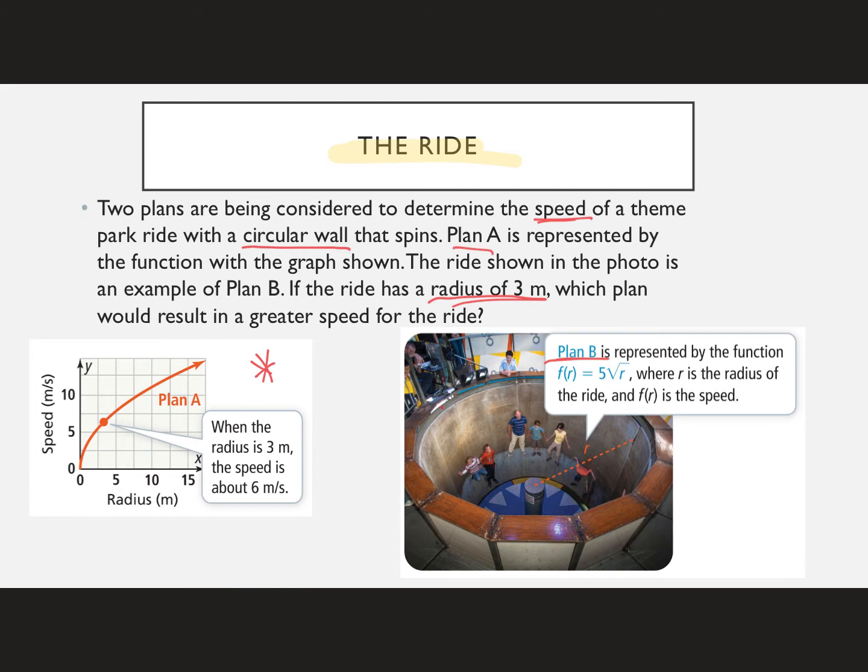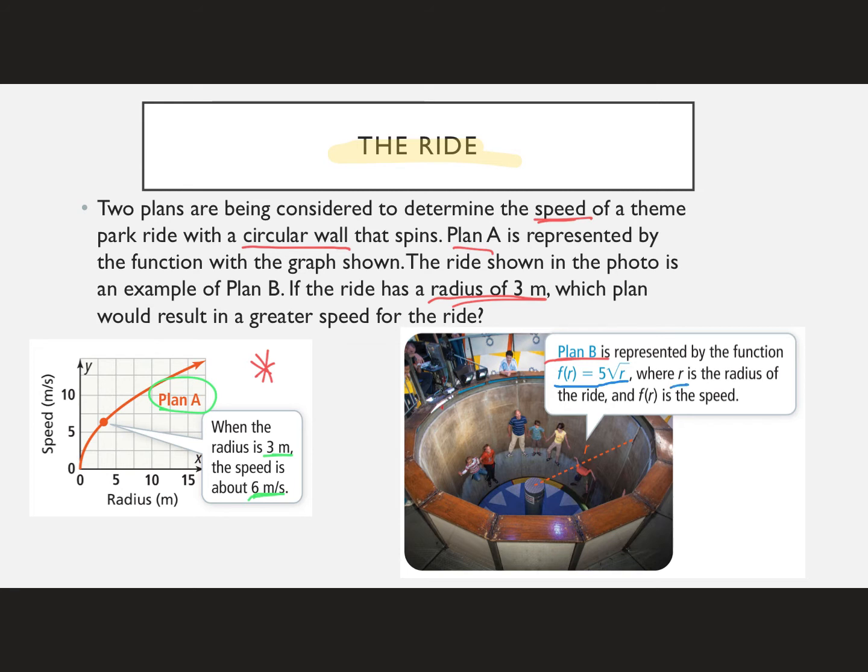Okay, so we have Plan A and Plan B. Over here I have Plan A. When the radius is 3 meters, the speed is about 6 meters per second. Plan B, over here, tells me that we have the function f of r equals 5 times the square root of r, where r is the radius of the ride.